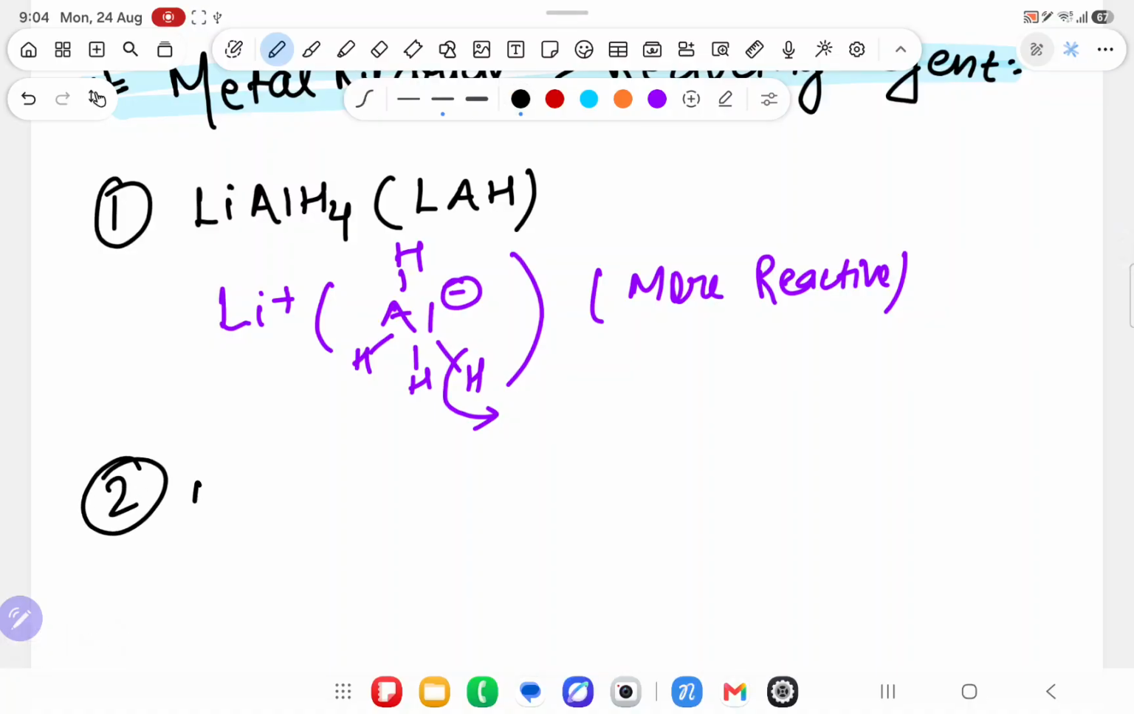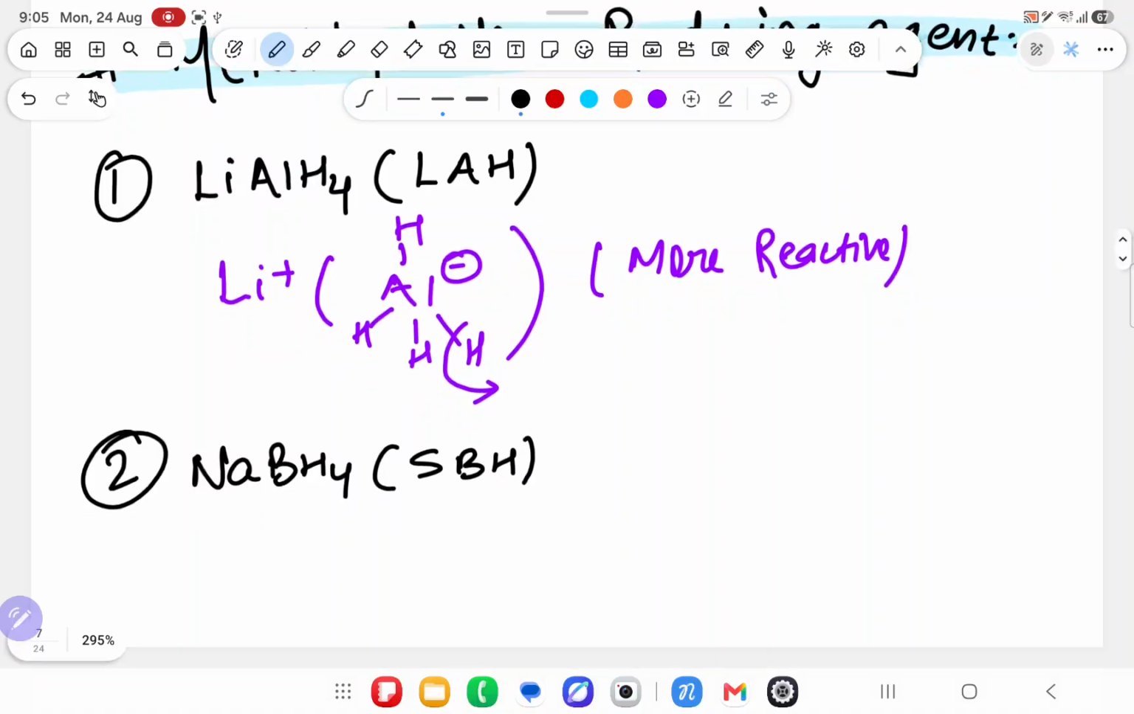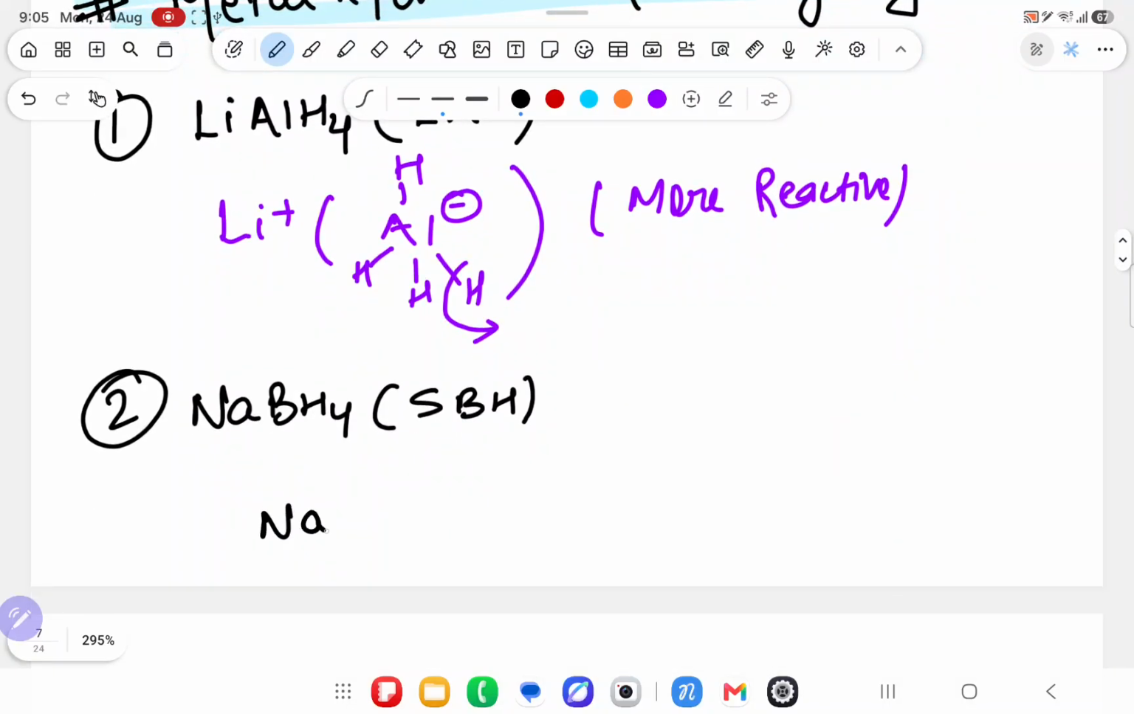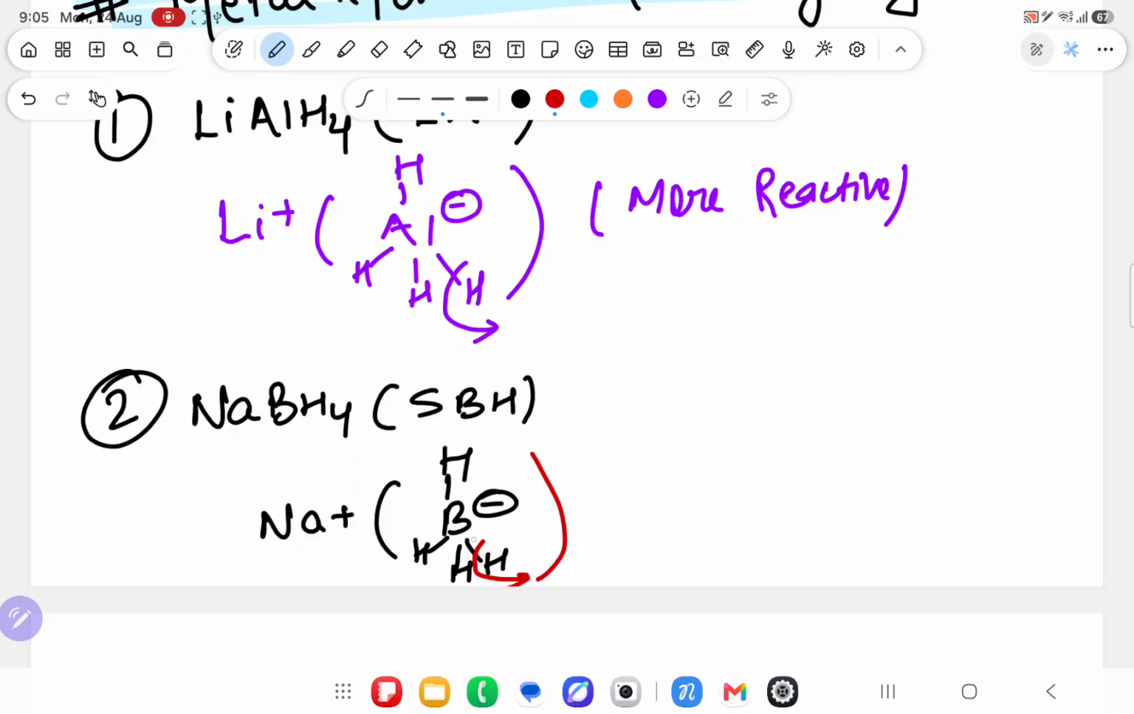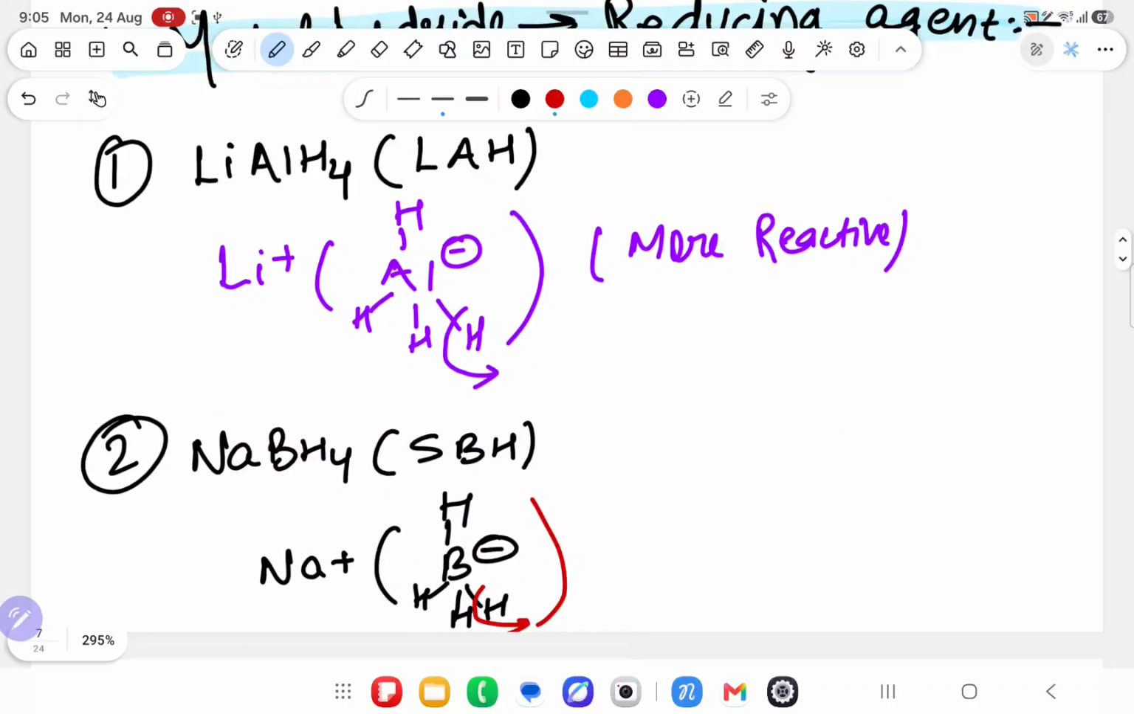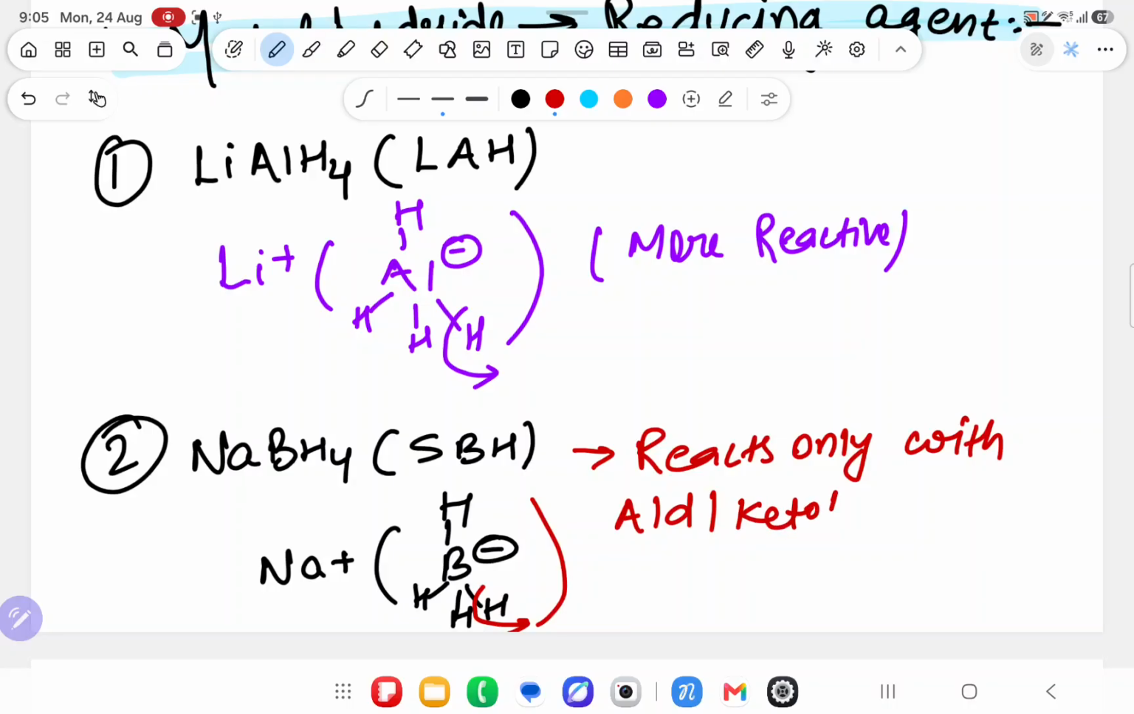First LiAlH4. Second one is NaBH4, that can be written as SBH, sodium borohydride. If you draw the structure, same: NaBH, H, H and H, and it will get a minus sign over here. The hydrogen will go from here, and the minus will be stable. But understand the point: SBH also has lots of hydrogen. I will tell you why I am saying lots of hydrogen. First understand this part; with questions I will explain. It can react only with aldehyde, ketone, acid halide.